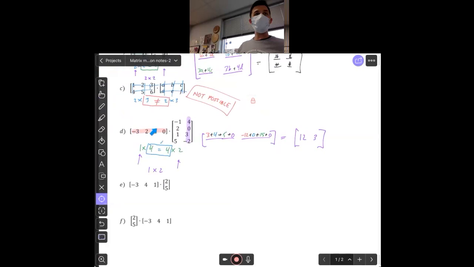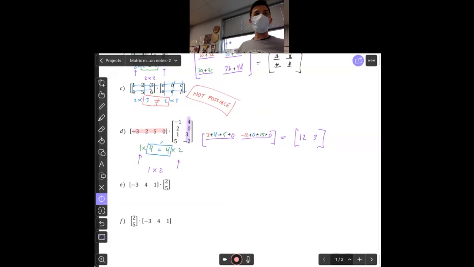So that matrix times that matrix gave us this as our answer. That's the answer. Yeah, Aiden asked if there's anything to do with the 12 and 3. That's just the answer. That matrix times that matrix gives us this matrix.